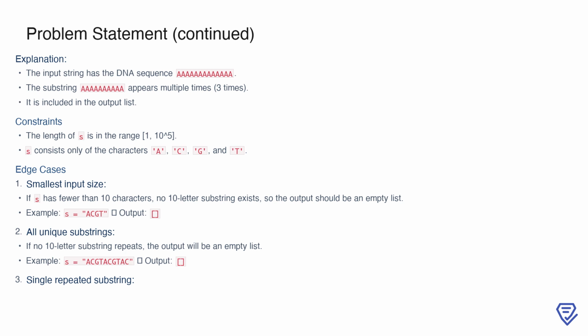Now, let's discuss some important constraints. The length of the input string S can be as large as 100,000 characters, which means our solution needs to be efficient and handle large inputs within the given limits. Additionally, the string is guaranteed to consist only of the characters A, C, G, and T, representing a valid DNA sequence.